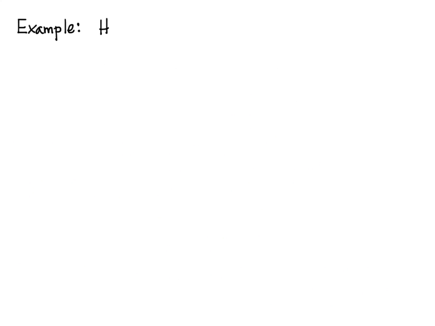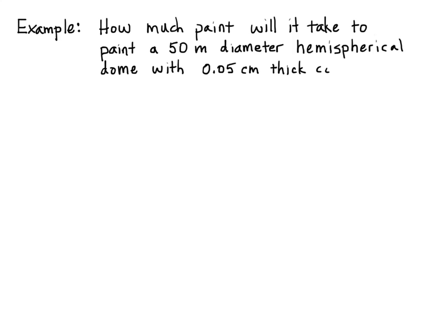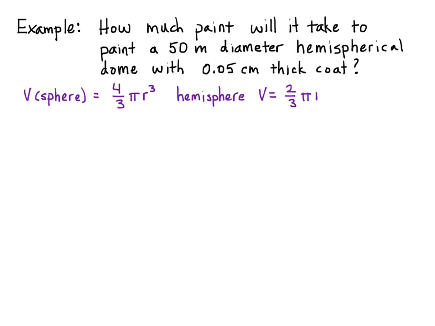Okay, another example is what I had about painting the dome. That's 50 meters. I want to put a coat of paint on it. That's going to be 0.05 centimeters, so that's a 0.5 millimeter thick coat. So I know the volume of a sphere is 4/3 pi r cubed, and so the volume of my hemisphere is going to be 2/3 pi r cubed.